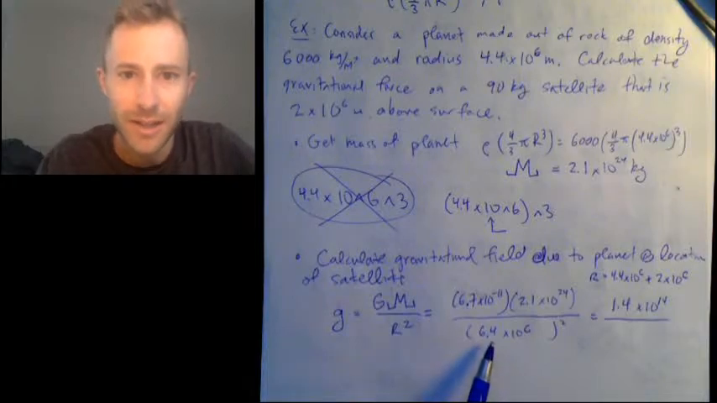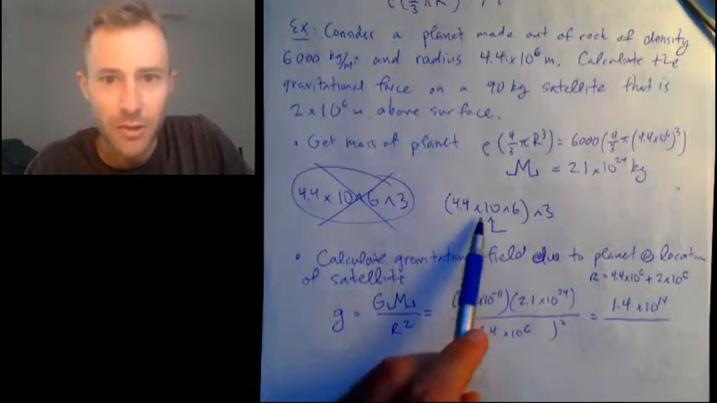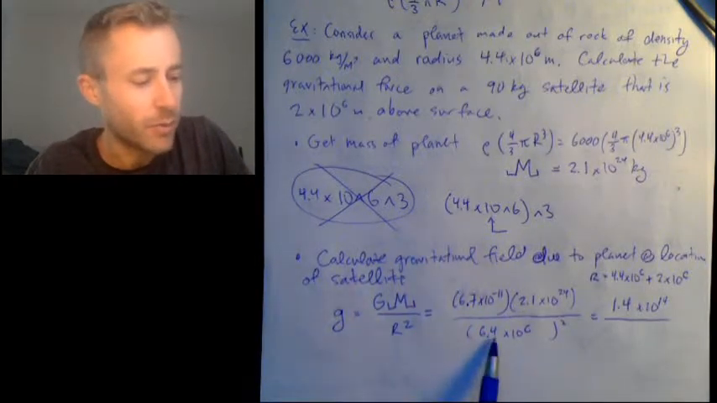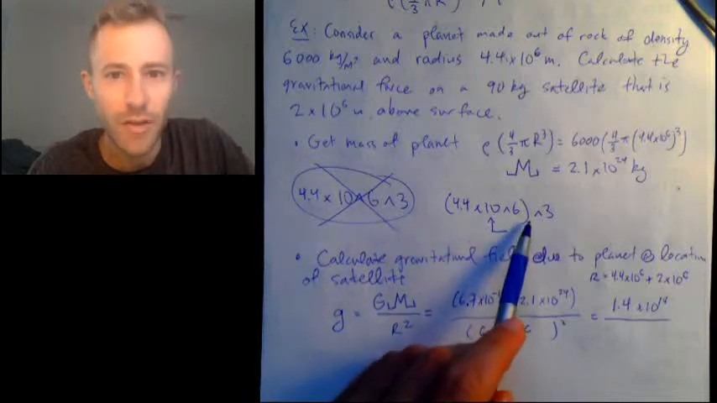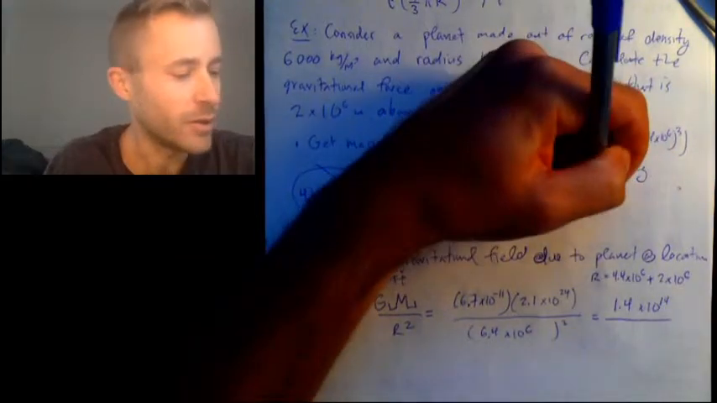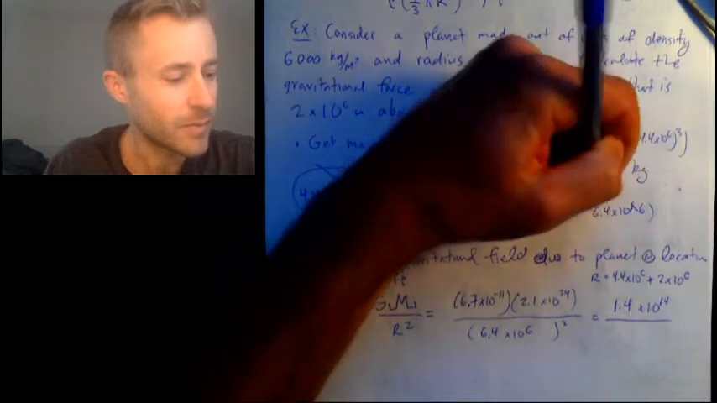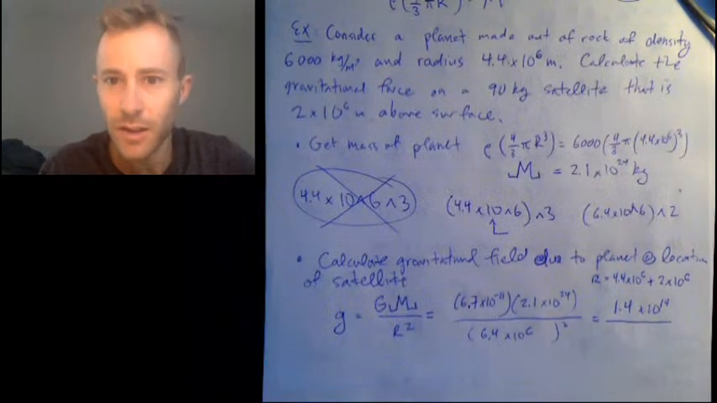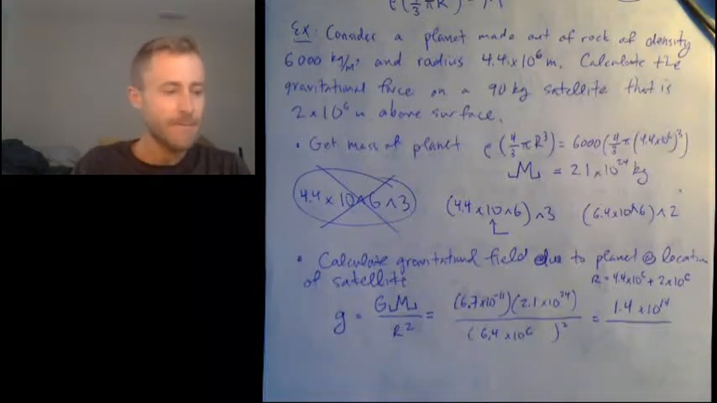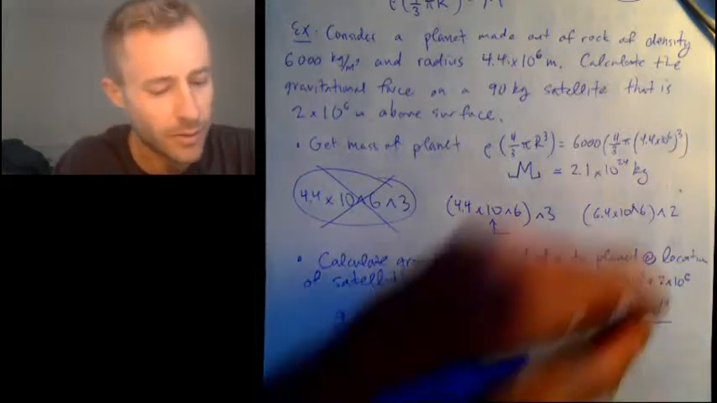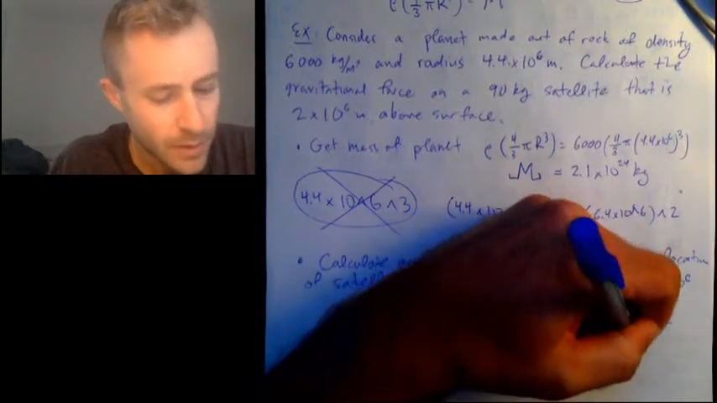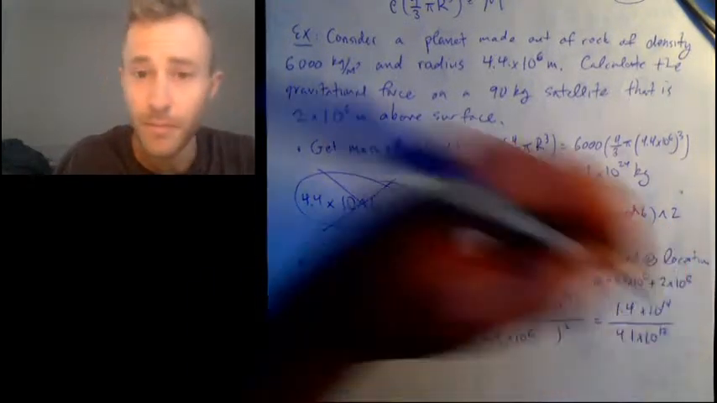Notice how we have a ratio of scientific notation numbers. I want you to calculate the numerator first and then the denominator. Okay? So let me calculate the numerator. 6.7 times 10 to the negative 11 times 2.1 times 10 to the 24th. So the numerator is 1.4 times 10 to the 14th. The denominator, I'm putting the entire 6.4 times 10 to the 6th in parentheses and then squaring it. So I'm going to type in 6.4 times 10 to the 6th squared, like that. And I get 4.1 times 10 to the 13th.